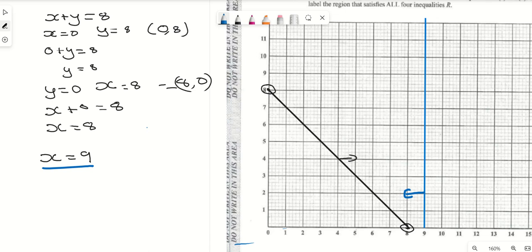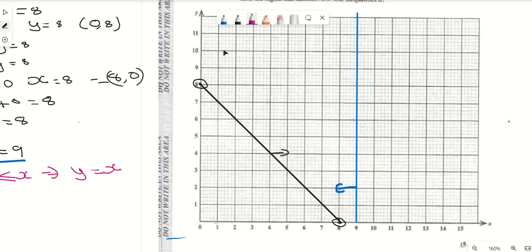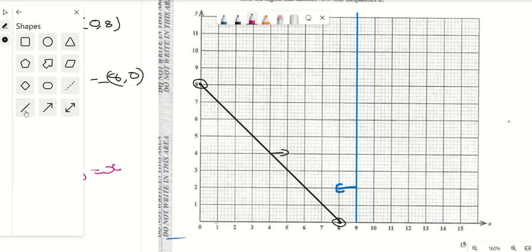Then the next one is y. Let's do this in pink. y is less than or equal to x. If we have to make a graph for that, y is equal to x. Now, if y is equal to x, we're going to draw a line. I'm going to draw this line here. So you're going to just check. So when x is 1, y is 1. So I'm just going to draw a line that's going here.